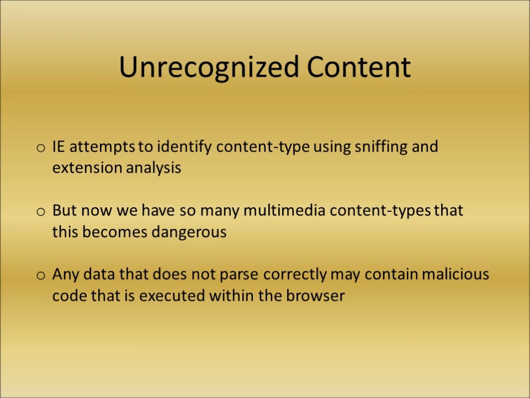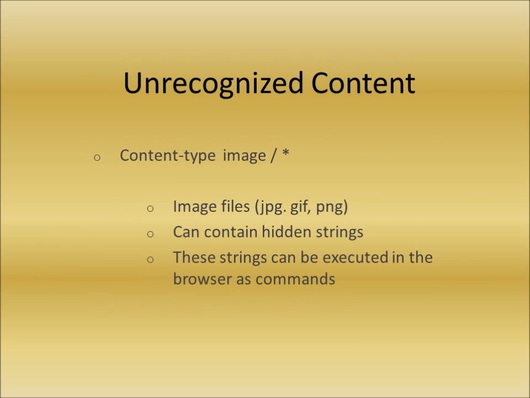But now that we have so many multimedia content types, this becomes dangerous. There's more content types every year. We have additional formats. Any data that does not parse correctly may contain malicious code that is executed within the browser. So we touched on content type image a little bit earlier. We'll go into it in a little more detail here. Image files such as JPEG, GIF, PNG can contain hidden strings. When interpreted by the browser and presented, these strings can be executed as commands.